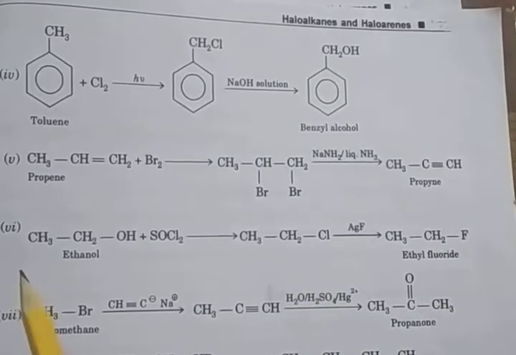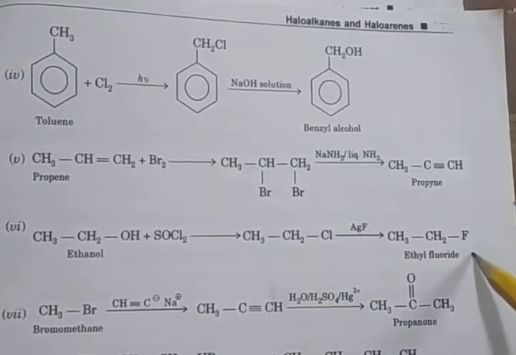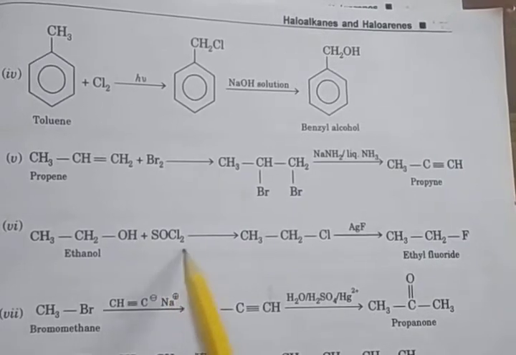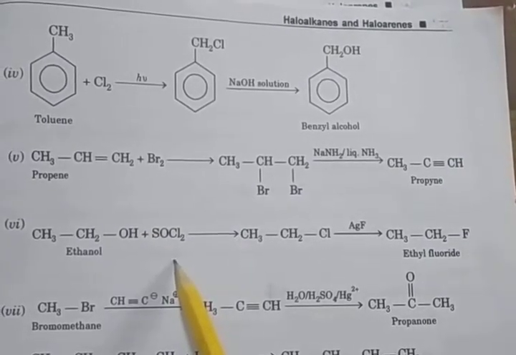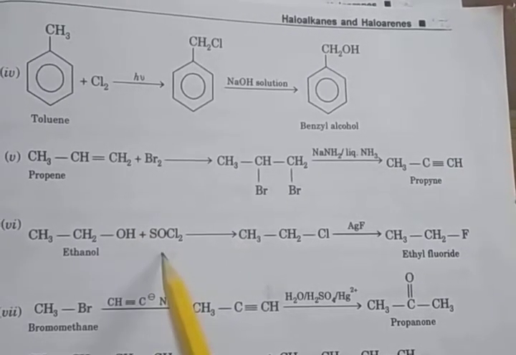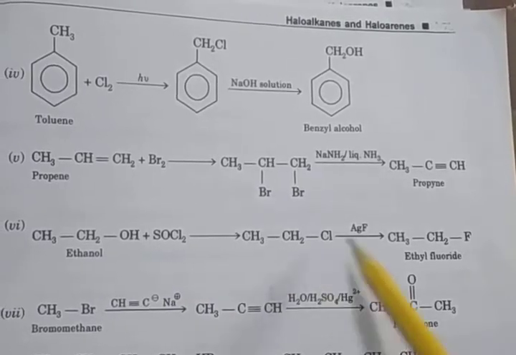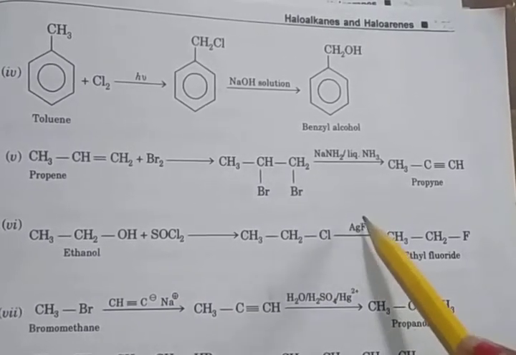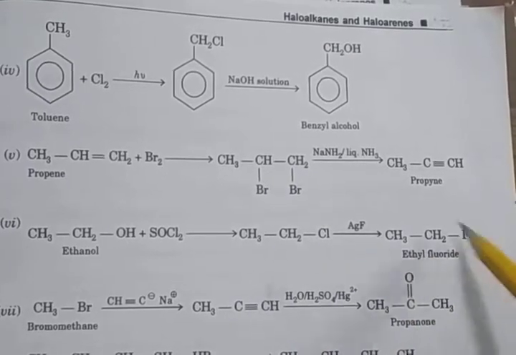Then ethanol is converted into ethyl fluoride. Ethanol reacts with SOCl2, thionyl chloride, so OH is replaced and Cl is attached. Then reaction with AgF removes AgCl and fluorine attaches, so ethyl fluoride is formed. Then you have to see the next equation.